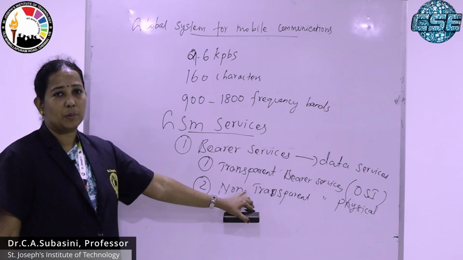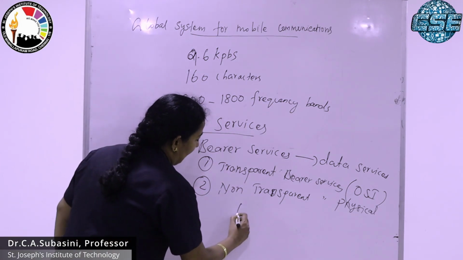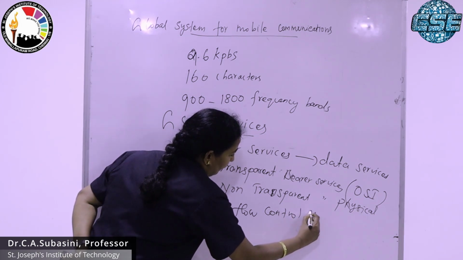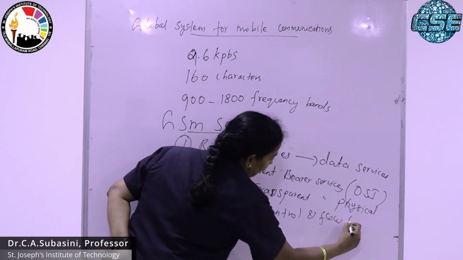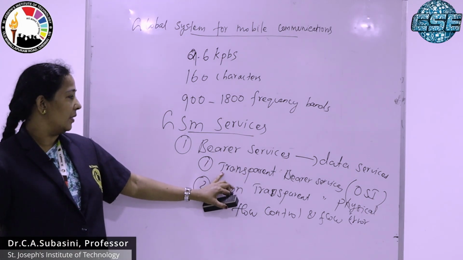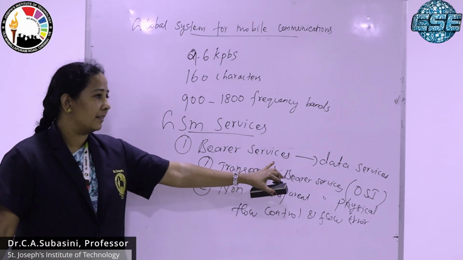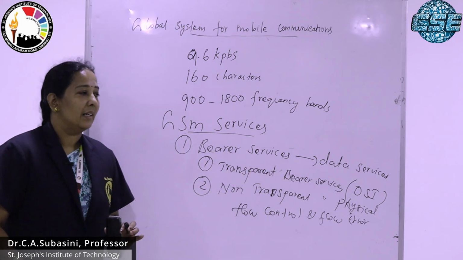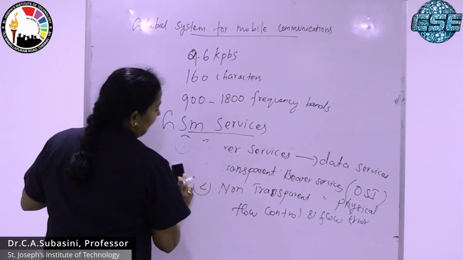In non-transparent bearer services, flow control and flow error control are available. So these are the bearer services, the data services, which are for sending and receiving the data. Next, the second service is teleservices.